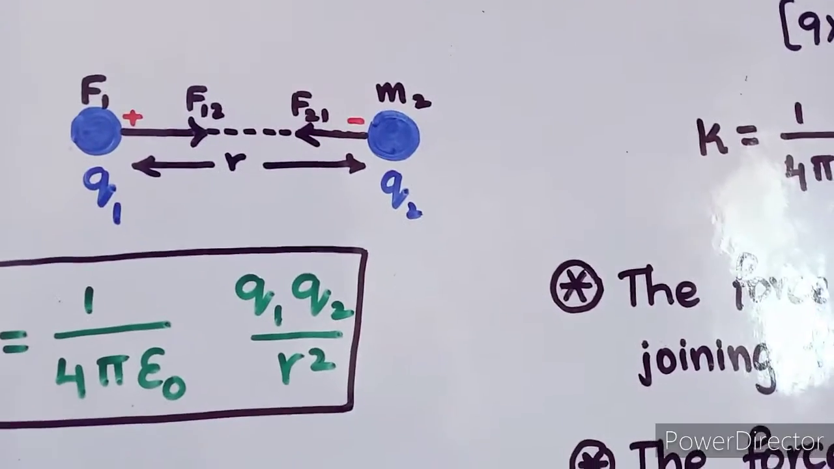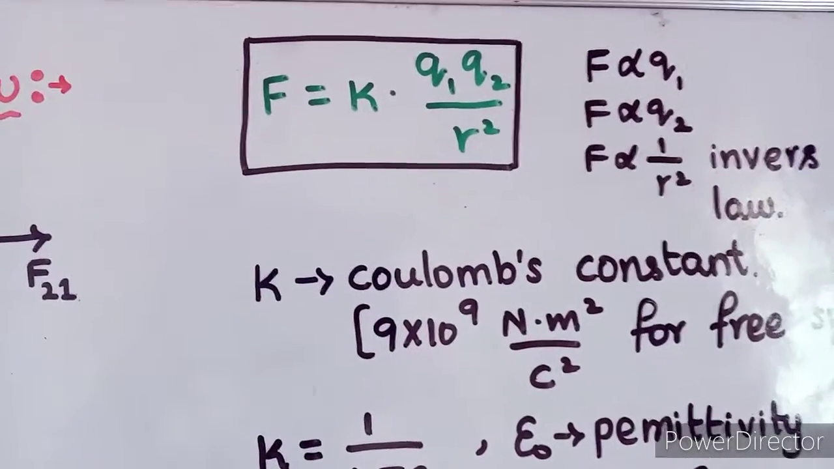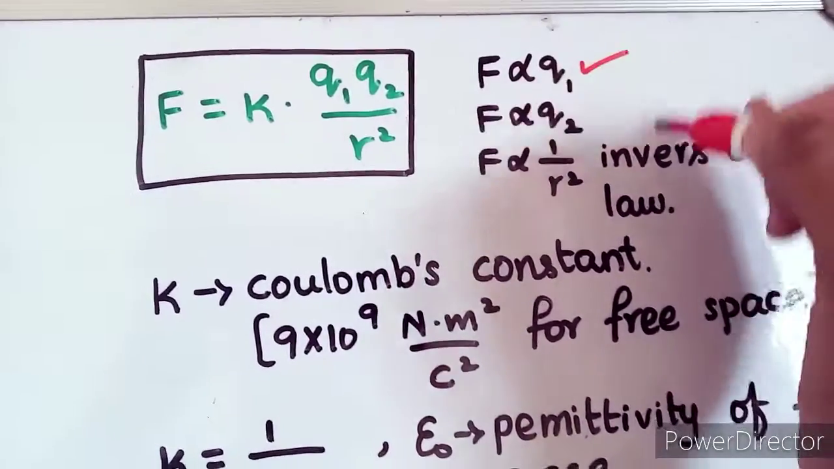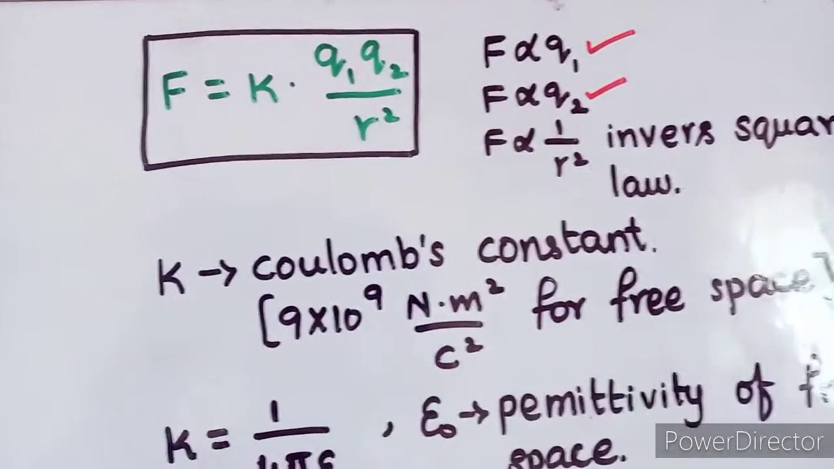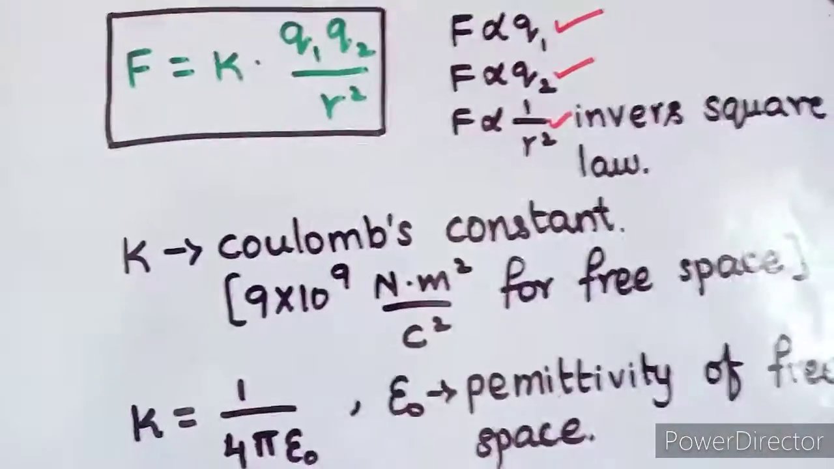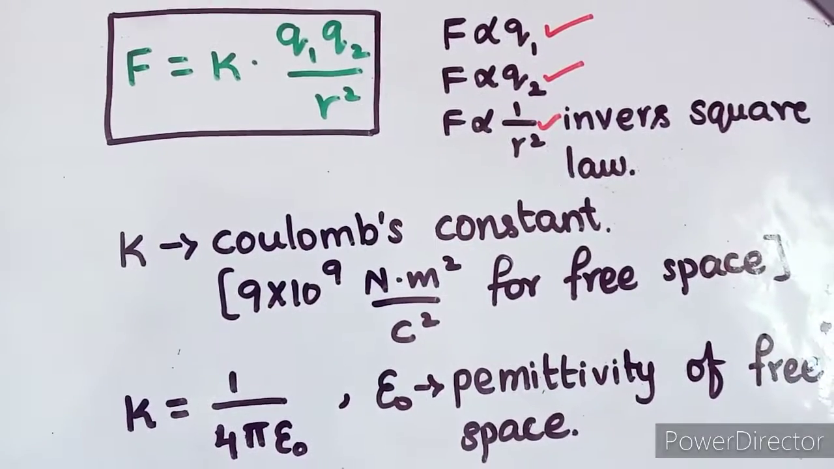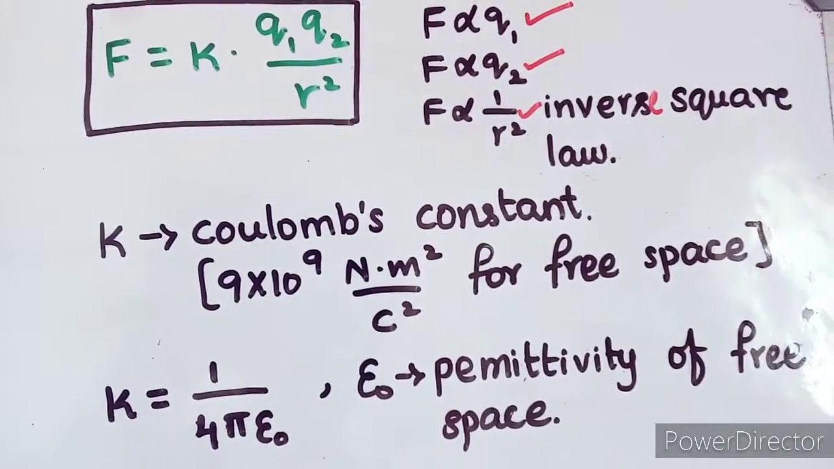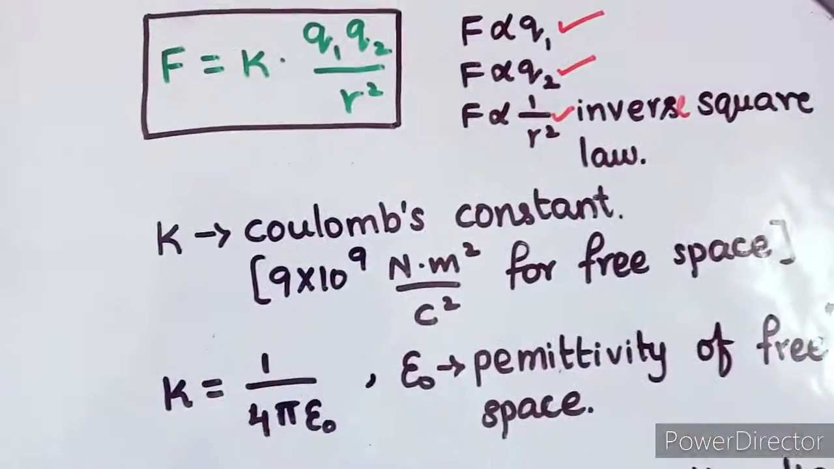So this is given by the formula F is equal to K Q1 Q2 by R square. Here F is directly proportional to Q1, F is directly proportional to Q2, and F is directly proportional to 1 divided by R square, or F is inversely proportional to R square. So this is called inverse square law. As R value increases, F value decreases.